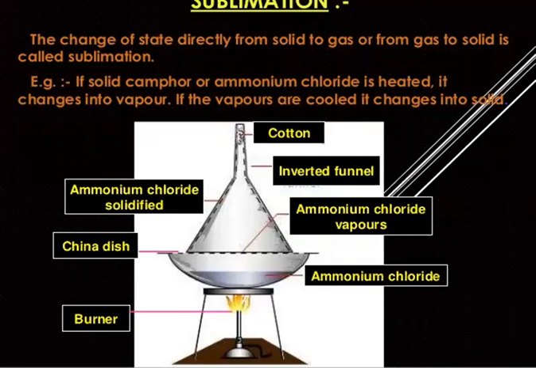Of these, the change of state directly from solid to gas or from gas to solid is called sublimation and desublimation respectively. For example, if solid camphor or ammonium chloride is heated, it changes into vapor. If vapors are cooled, it changes into solid back. Another example is dry carbon dioxide, which is also known as dry ice or solid carbon dioxide.